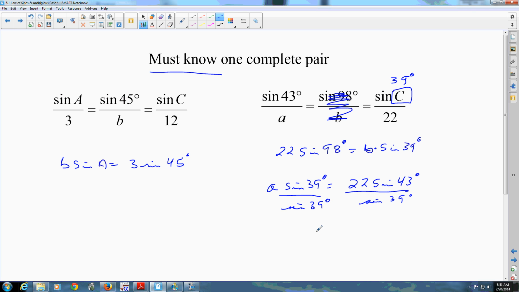Type it in your calculator and you'd have what A is. Okay, in the interest of time, I don't know if it's beneficial to type that in. I guess if you want me to, because you want to try this on your own, see if it's coming out right. 22 sine 43, be sure and close the paren, divide by sine 39. Gives me A is about 23.84. Okay.